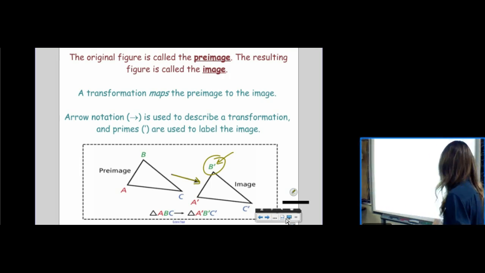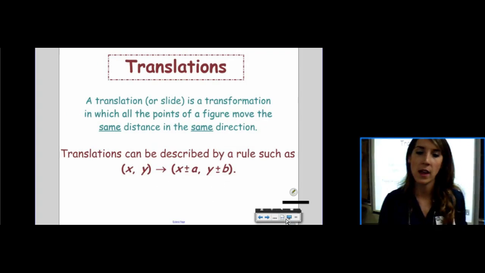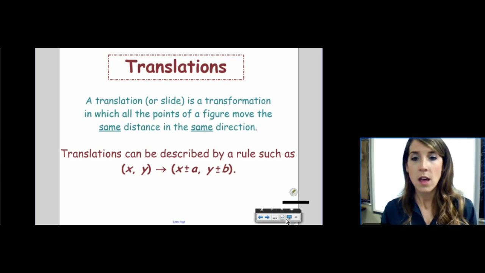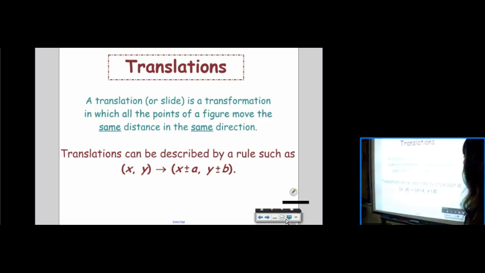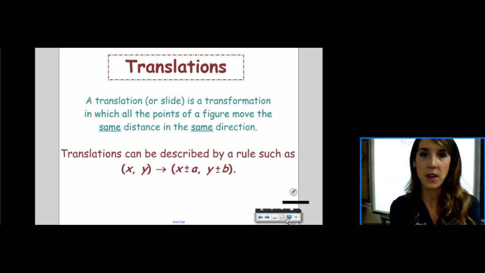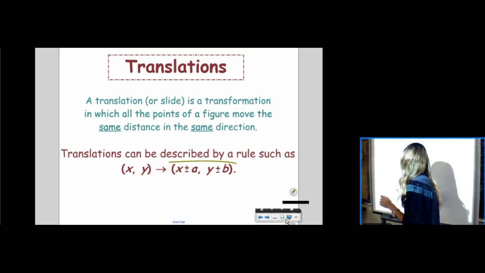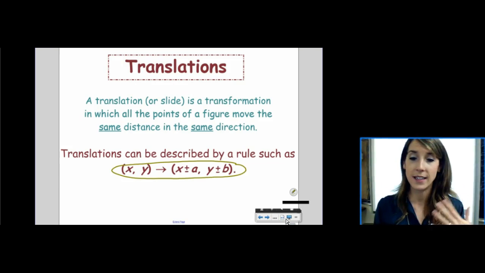All right, let's dive in to translation. You're going to fill in the blank on your notes real quick. A translation is a transformation in which all the points of a figure move the same distance and the same direction. Okay, so when we translate something, we can describe it with a rule. And I don't want you to write this rule anywhere because we're going to talk about how to write a rule in a minute. But you're going to be adding or subtracting something to the x's and adding or subtracting something to the y.